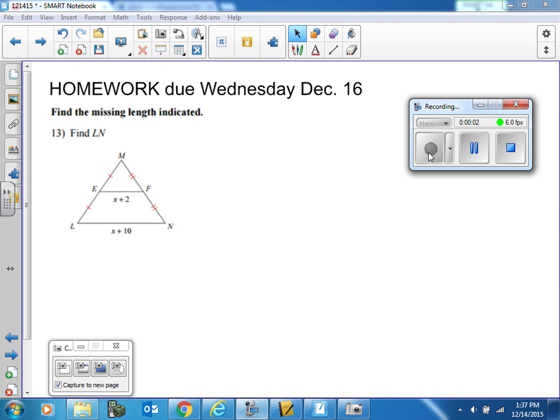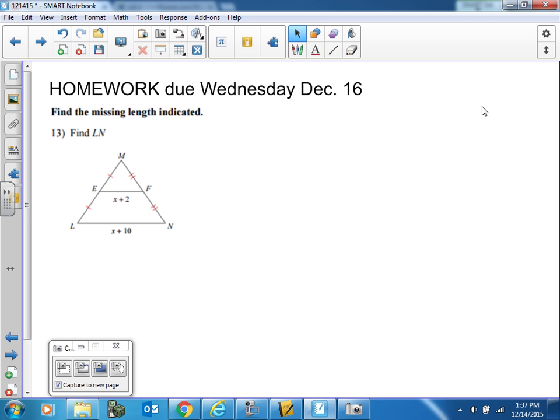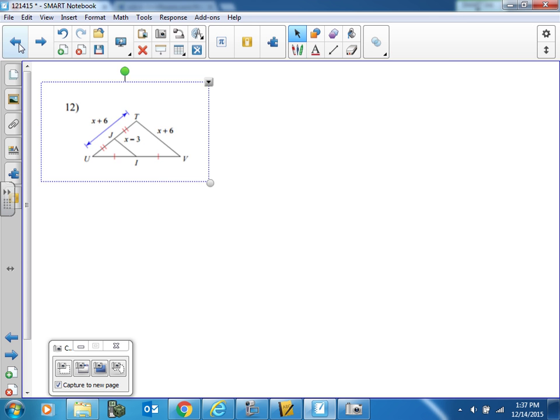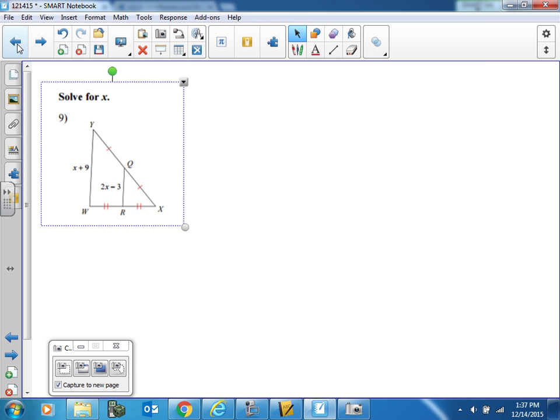All right, I'm going to give some help on the homework that is due Wednesday, December 16th. I've changed that. The due date was on Tuesday, December 15th, which is tomorrow, but I changed that to give you guys an extra day. I'm going to go over a couple of these problems. So looking at number 13, actually I'm going to go back and do number 9 first.